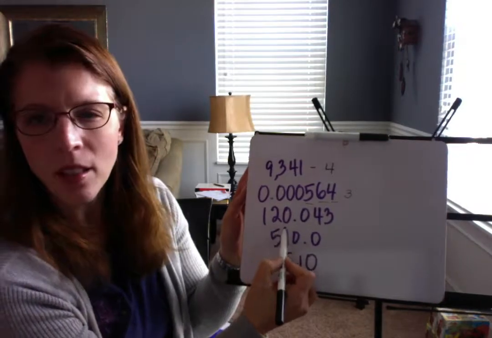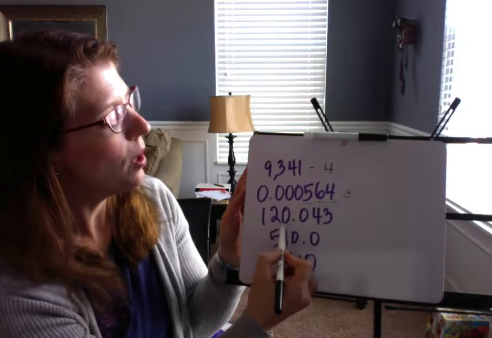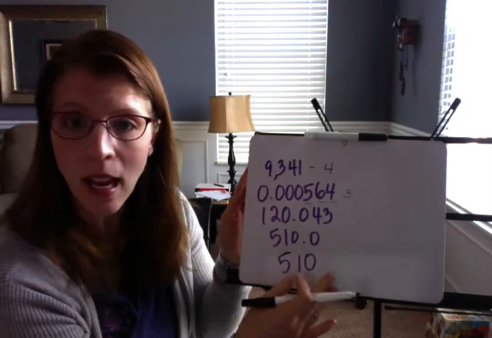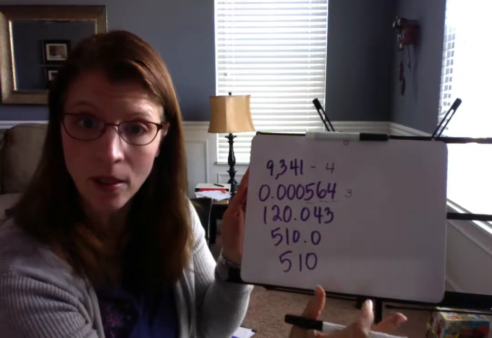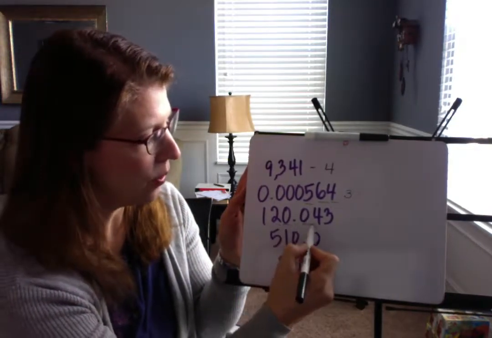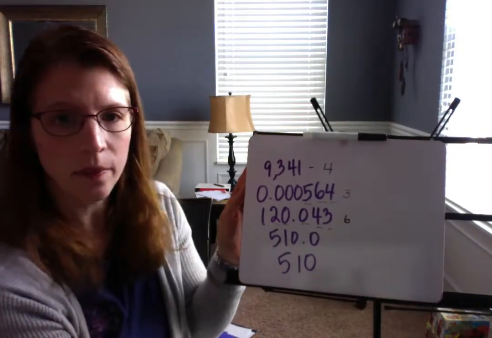What about if my zeros are in between? So I've got 120.043. If they're in between non-zero digits, do they count? Yes, they all count. So I've got 1, 2, 3, 4, 5, 6. I've got 6 sig figs here.